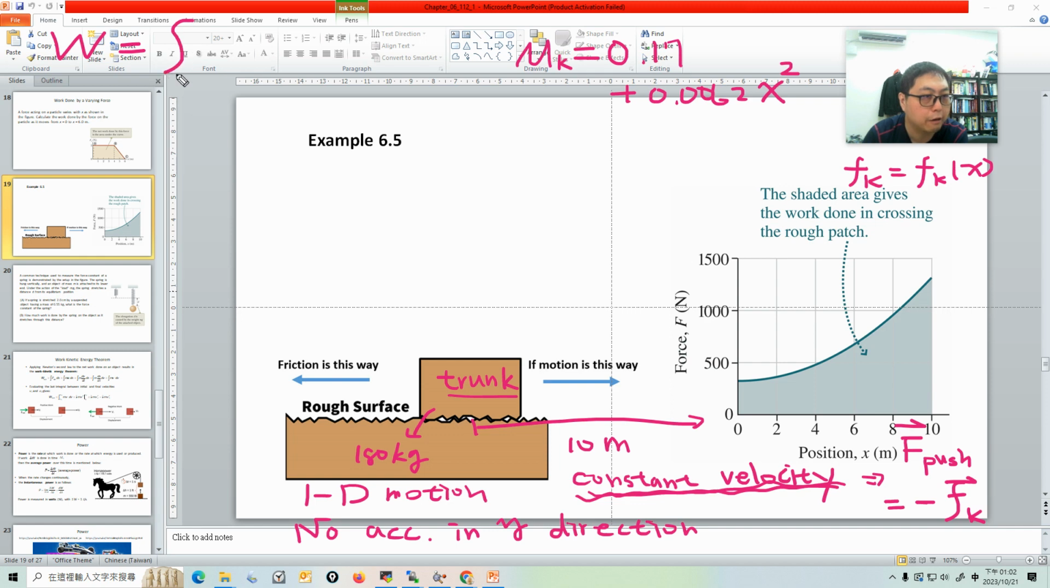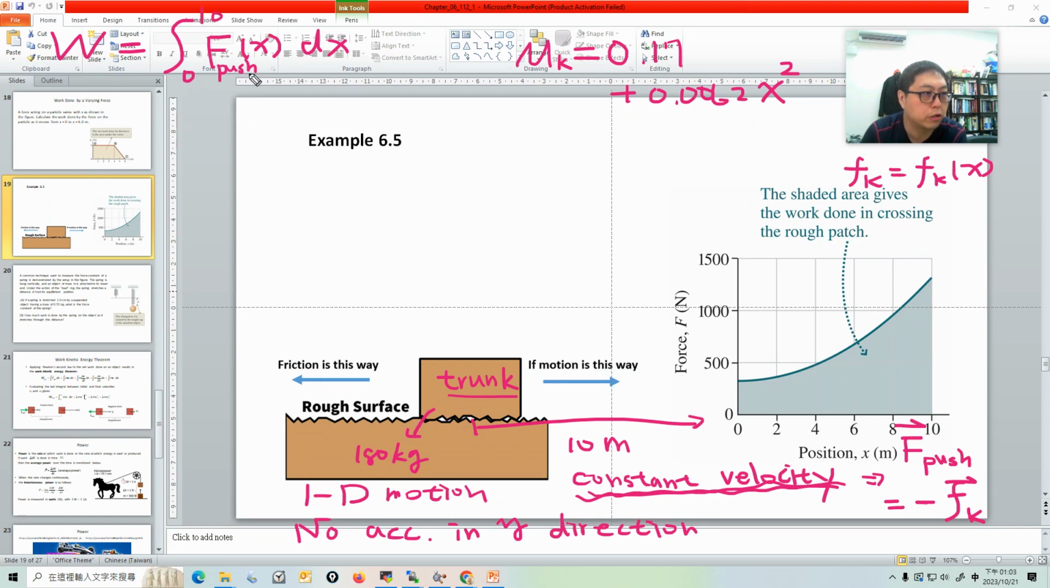Because it's one dimension, let's get rid of the vector notation. So F of x, the push force, is integrated with dx, and when we do integration we have a range. Let's assume the starting point is 0 and the final position is 10.